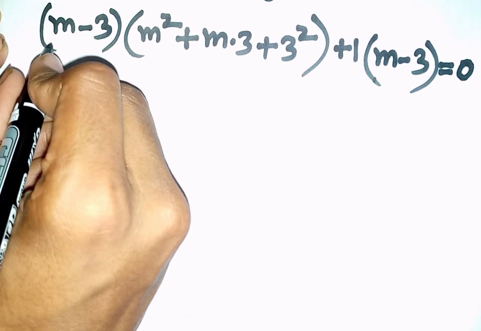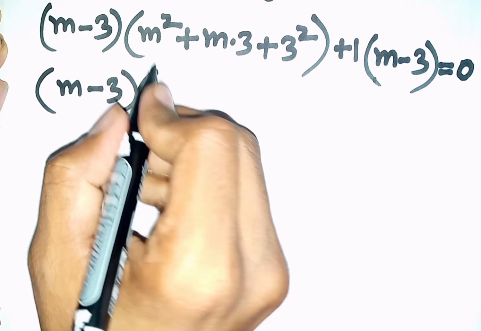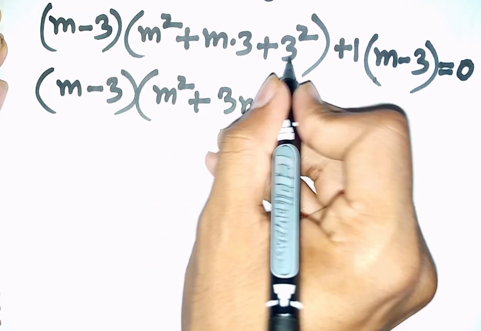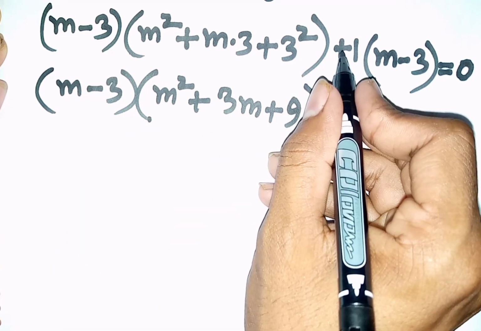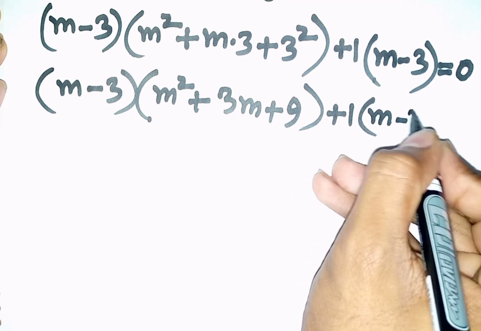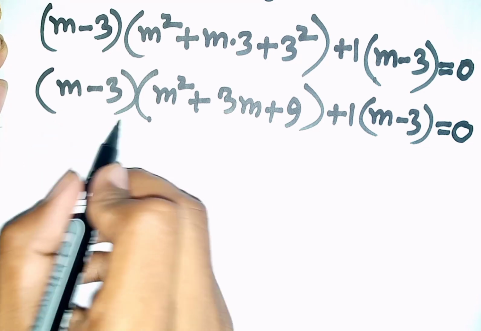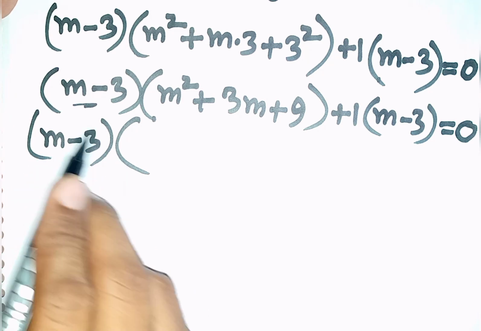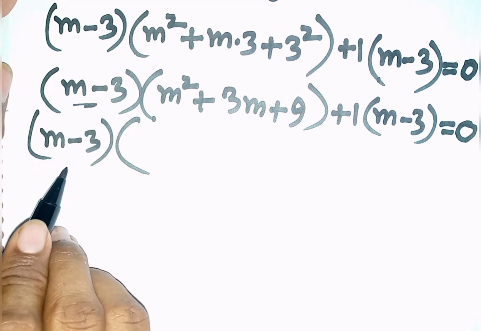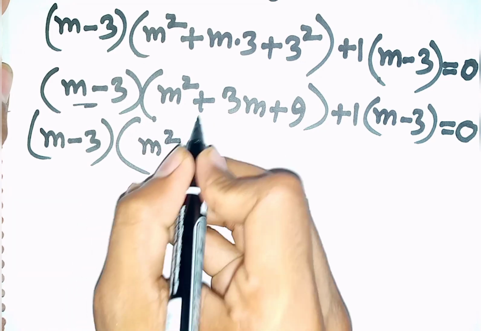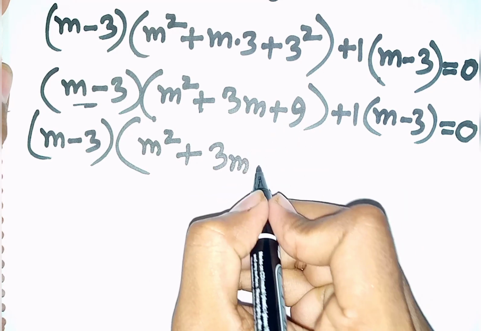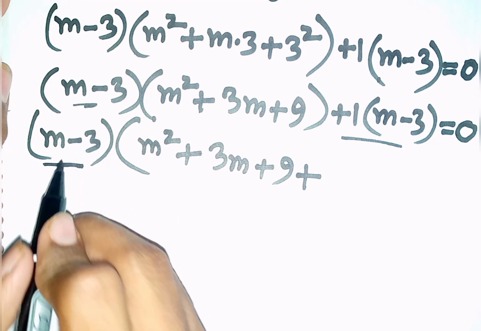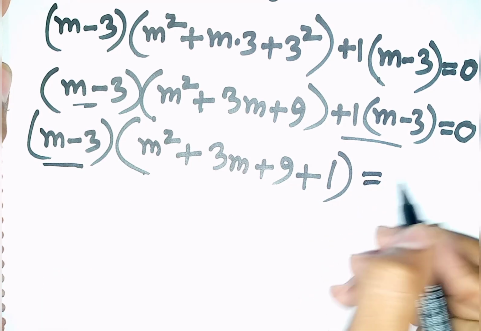Now we have bracket m minus 3 times m square plus m times 3, that means it will be 3m, plus 3 square, that means 9, then bracket close, then plus 1 times m minus 3, then is equal to 0. Now we see m minus 3, we see m minus 3, both terms are the same, so m minus 3 is common, so m minus 3 is out of this bracket. So this divided by this, that means m minus 3 will be cancelled, so here m square plus 3m, then plus 9, now plus this divided by this, that means m minus 3 will be cancelled, so here 1, then bracket close, is equal to 0.